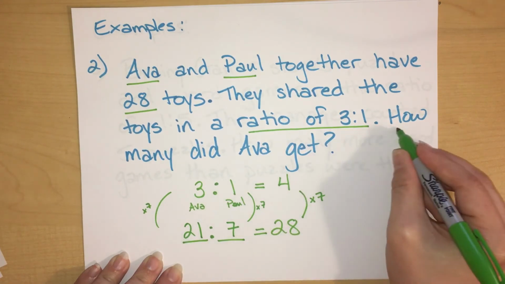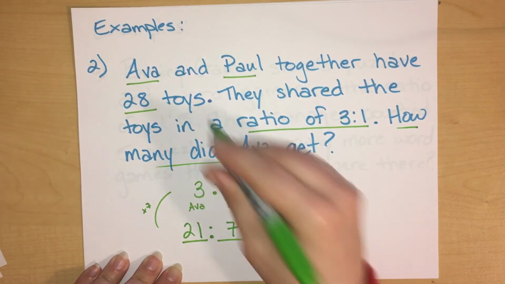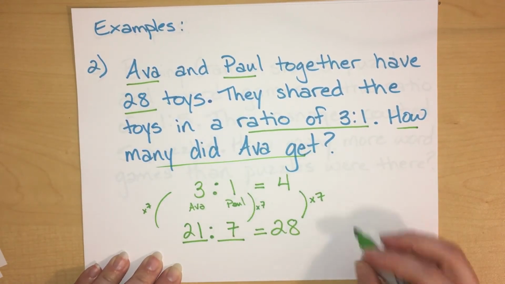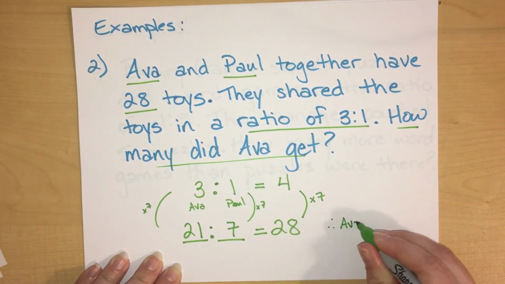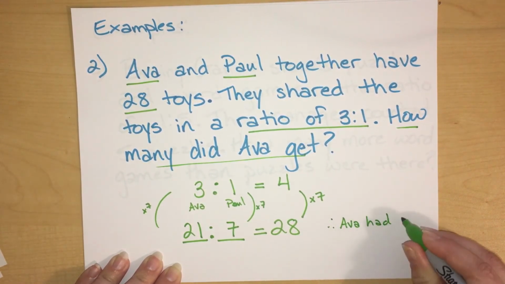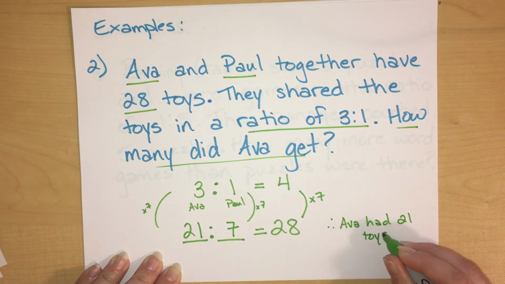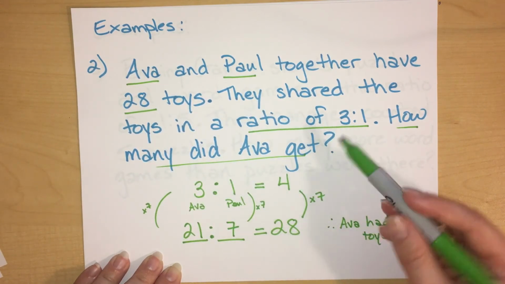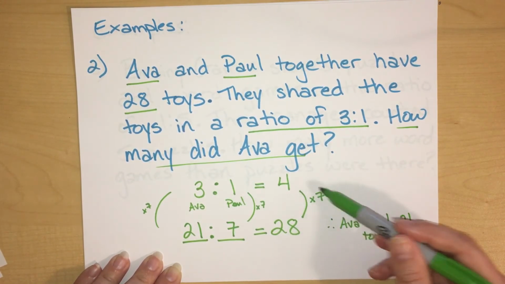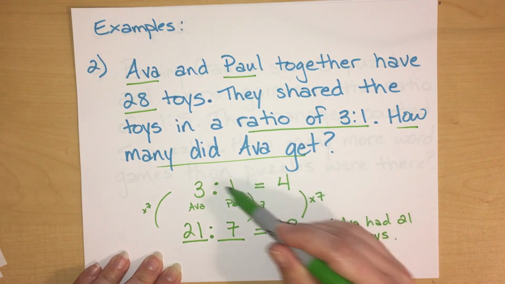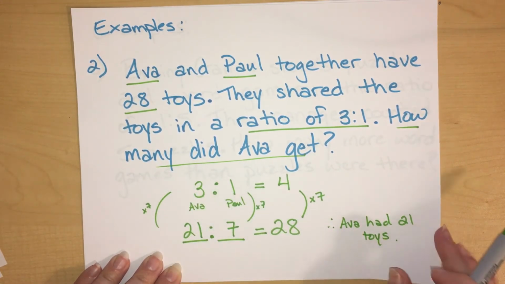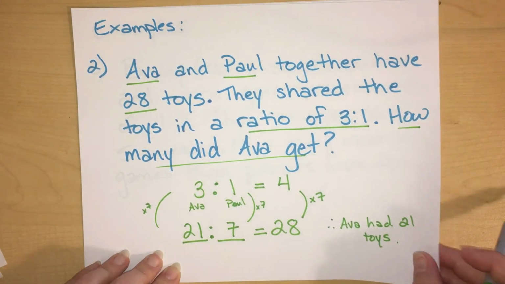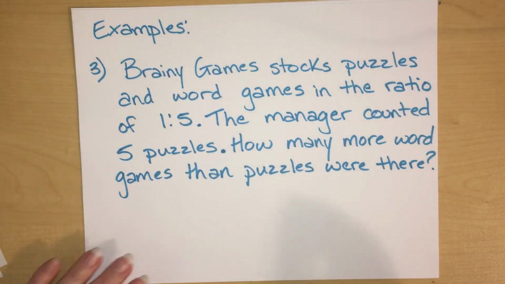Our question that we need to be answering is, if they had those 28 toys, how many did Ava get? Ava had 21 toys. So again, in this one, we had to use the sum of the ratio and almost create an equivalent sum. Then we found the scale factor, and we used that scale factor to find what our new ratio would be. All right, last example.